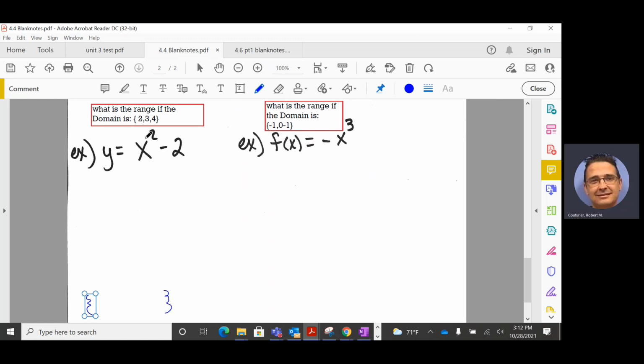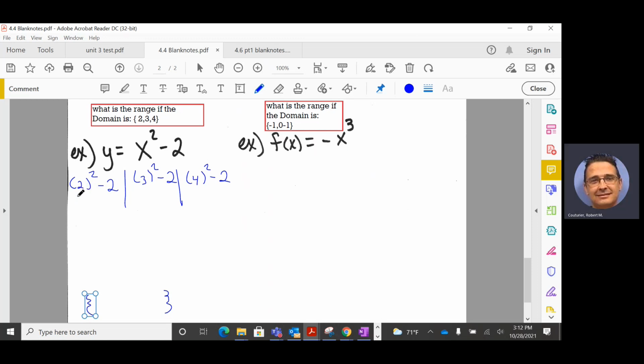Right? And we have to actually evaluate this equation 3 times. So we remove the x, squared minus 2. Remove the x, squared minus 2. Do it one more time. Remove the x, square it, minus 2. And we're going to plug in a 2 and evaluate. We're going to plug in 3 and evaluate. We're going to plug in a 4 and evaluate.